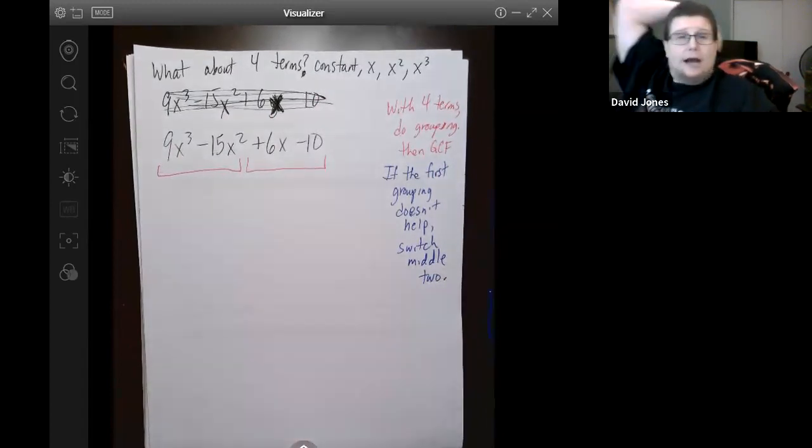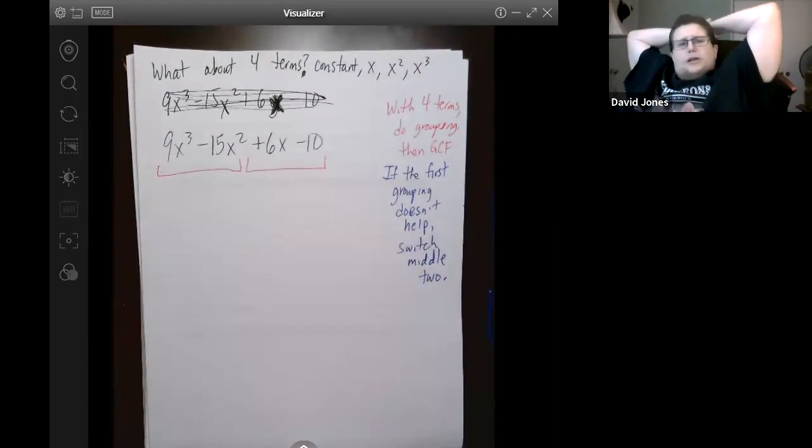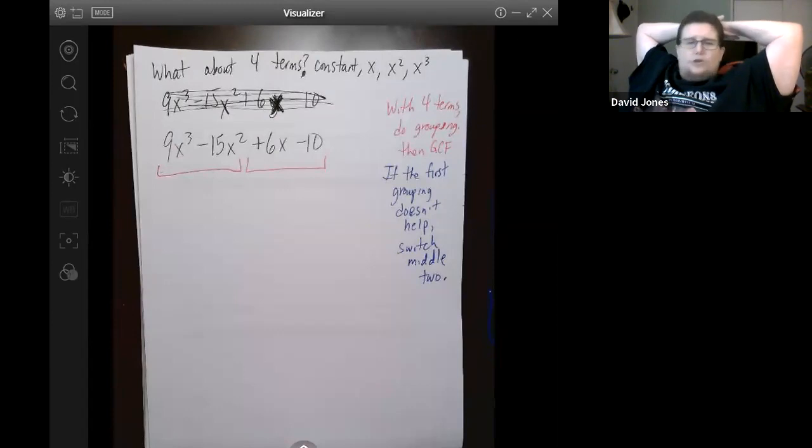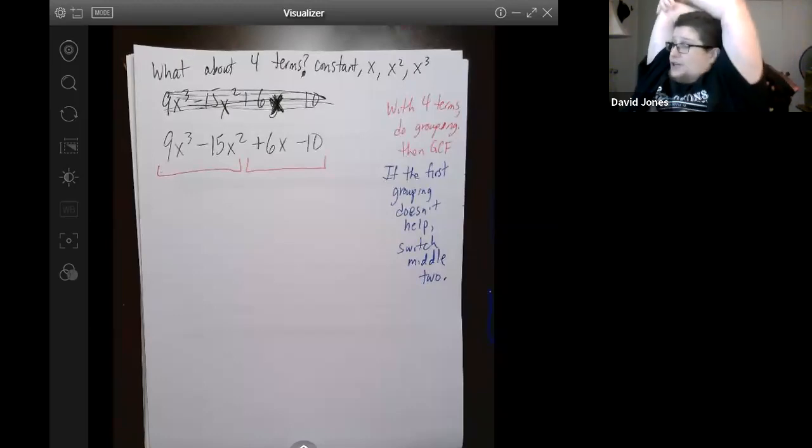Okay. I'm going to pause. I want you to go ahead and factor those. See what you come up with. And I told you what to do, and I know you can do this. This isn't really a whole lot different than what we did before. I just added an extra x cubed in there. But we've been doing 4 terms in our trinomial factoring.